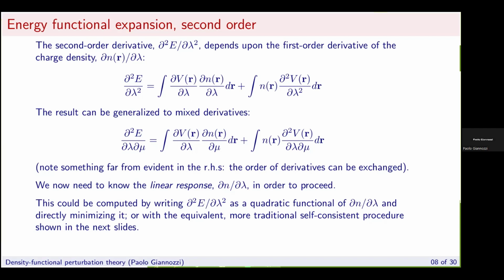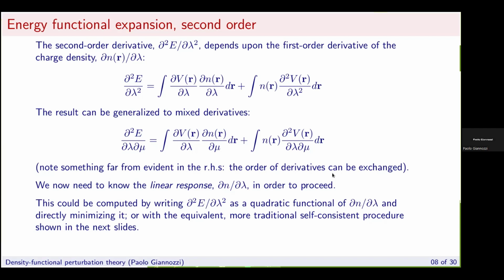Now, how can the linear response be computed? One way to compute the linear response is the following. We write explicitly the second order derivative of the energy with respect to lambda square as a functional of the first order derivative, the first order linear response. And we minimize this functional. It has to give the linear response because the functional of the energy is minimized at each value of lambda. So the second order term also has a minimum corresponding to the linear response of the charge density.